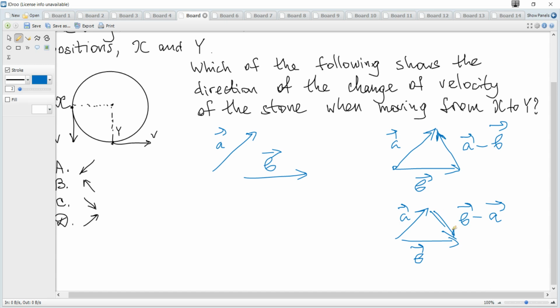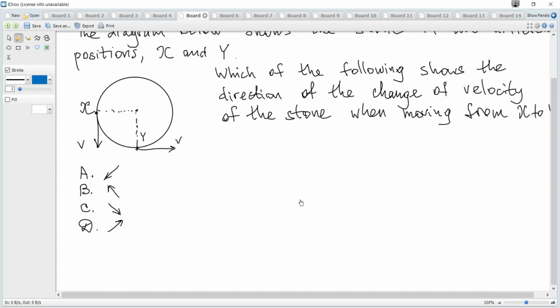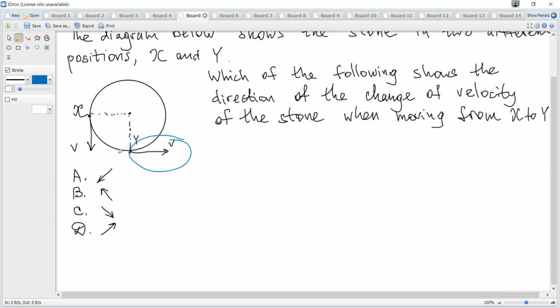So the direction of the resultant vector must be in the direction to that vector from which it is subtracted. So for this problem, the vector of the initial velocity is this vector, and the vector of the final velocity is this vector. So we need to consider this vector minus this vector.